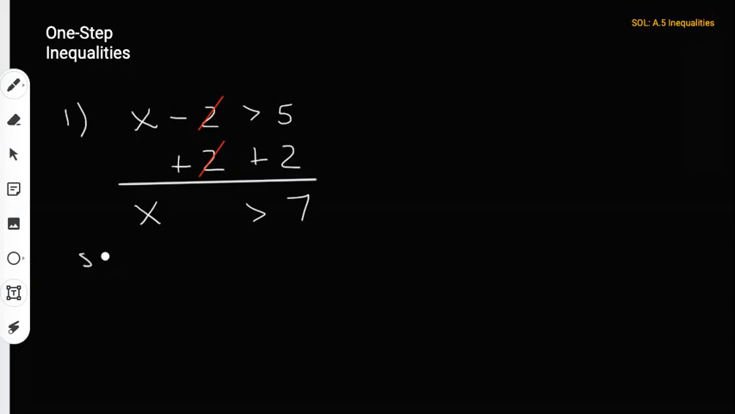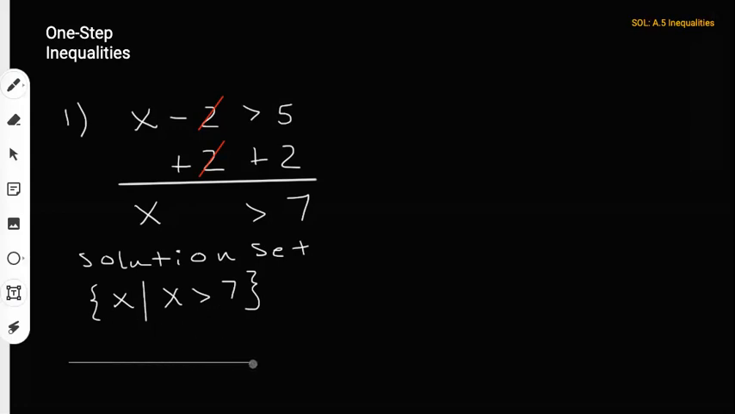If I want to write a solution set for this, then I can only consider numbers that are greater than 7. So expressed as a solution set, we're going to write x and then a vertical line, and x is greater than 7. We'll put the answer on the right side of this vertical line. And what this means is we're considering all the real numbers x such that x is greater than 7.